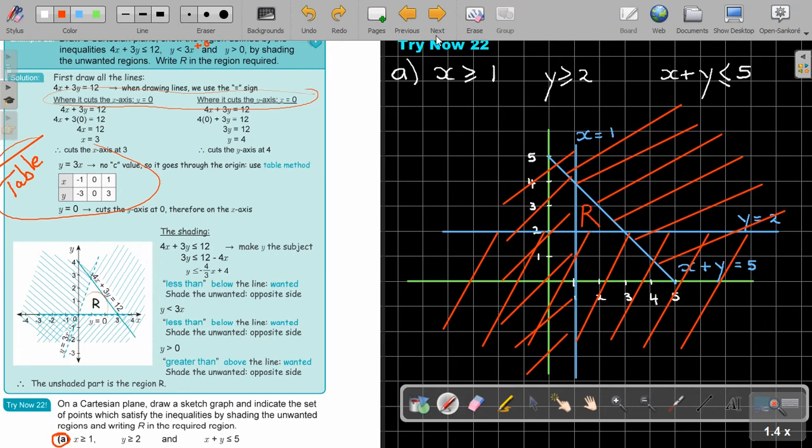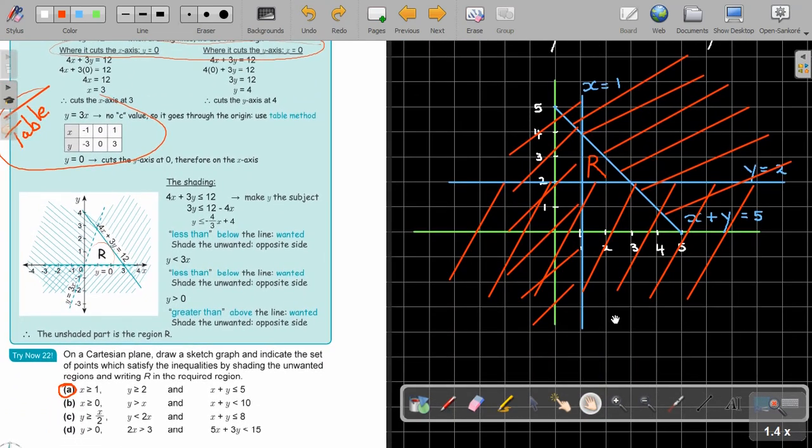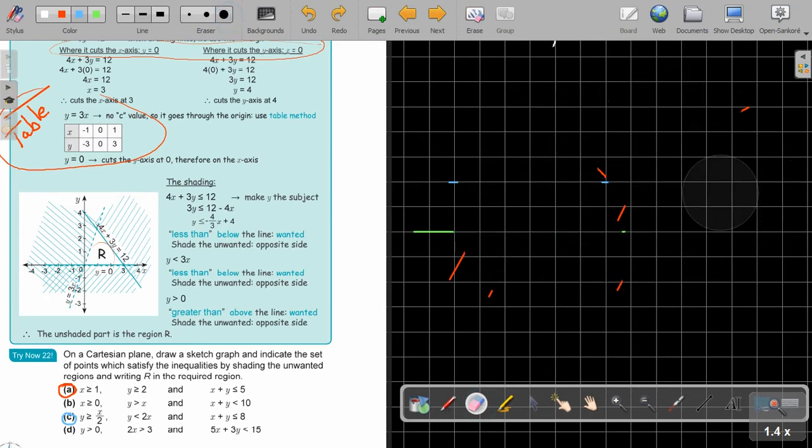Okay, I actually want you to do another one. I want you to do C. Due to that, you must create a table there. So stop the video and do number C. Again, you can continue the video as soon as you are finished.